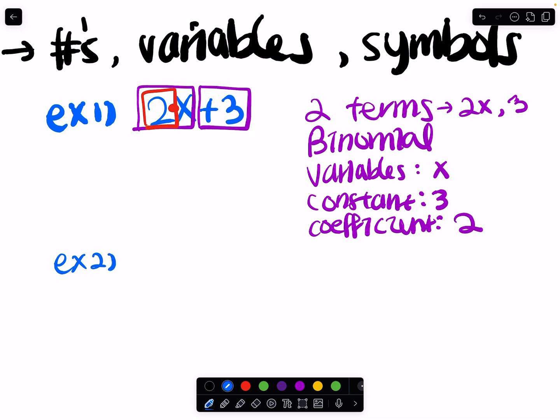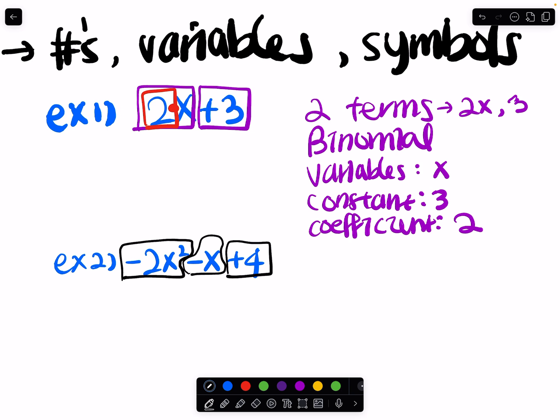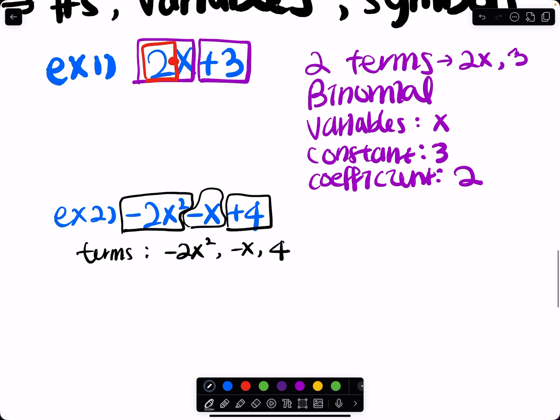Okay? Let me give you one more example. Example 2 will be negative 2x squared minus x plus 4. Okay? How many terms are there? What are the terms that you see here? You guys ready? They are negative 2x squared, that's one term. And then negative x, when you count the terms, you got to include their sign, okay? And positive 4. So the terms are negative 2x squared, negative x, and 4. Okay? And this is a 1, 2, 3 term expression. So we call such an expression a trinomial.